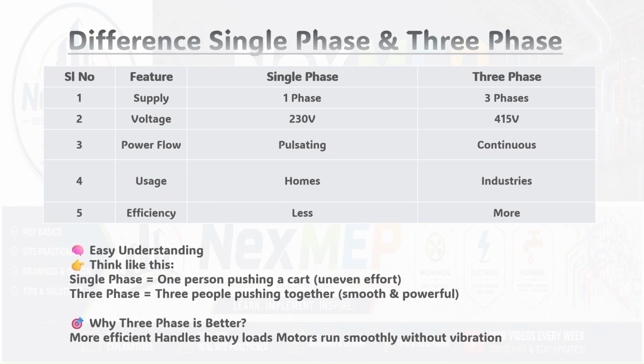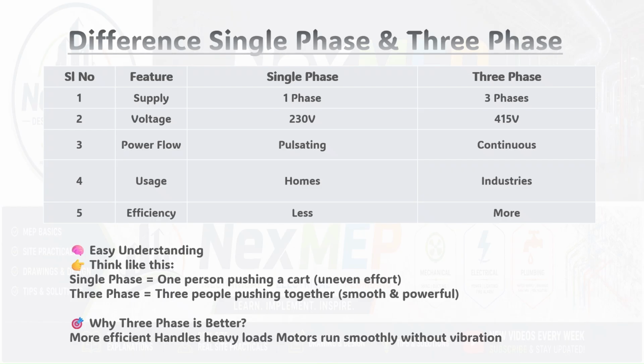side-by-side. Single-phase has 1 phase, 3-phase has 3. Voltage is 230 V versus 415 V. Power flow is pulsating in single phase but continuous in three-phase. Single phase is used in homes while three-phase is used in industries. And in terms of efficiency, three-phase wins.